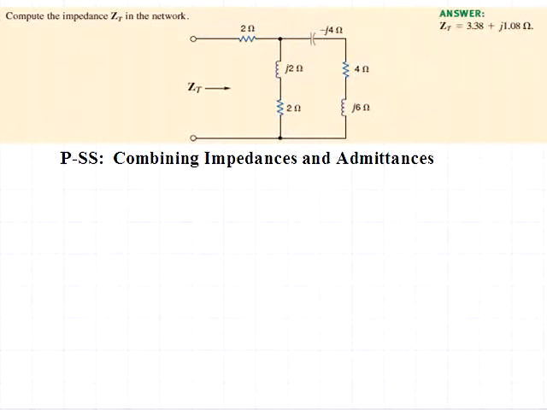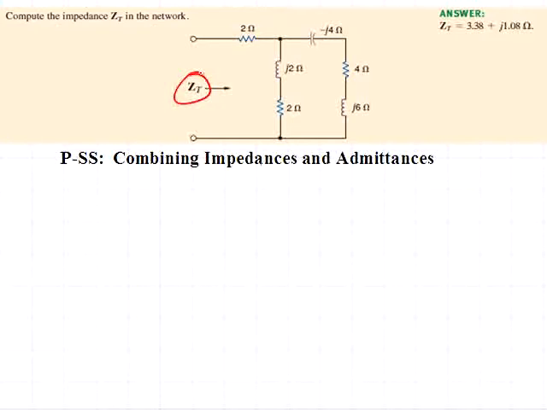This is Learning Assessment Problem 810. In this problem, we'll apply the problem-solving strategy of combining complex impedances and admittances. We are requested to determine the total impedance observed at the terminals of this connection of various impedance types.